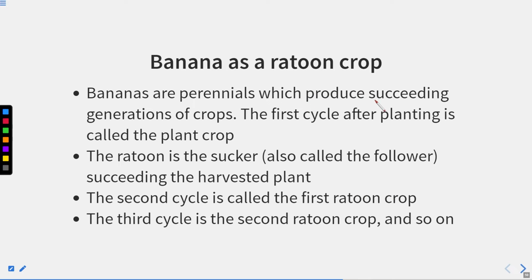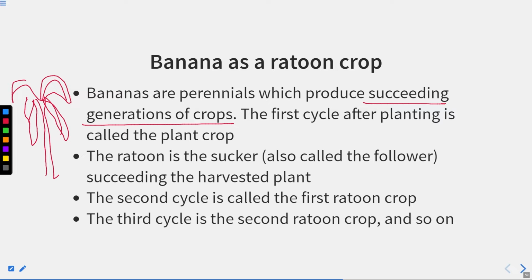Bananas are perennial, which produce succeeding generations of the crop. So once the banana is like this, right? The banana plant is like this, and it is having fruit. A bunch of fruit is like this. Now from here, suppose this is the ground, a lot of suckers come out, right? And every time you will have a new banana tree here.